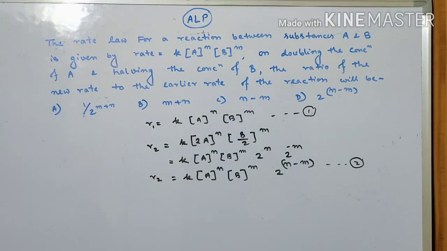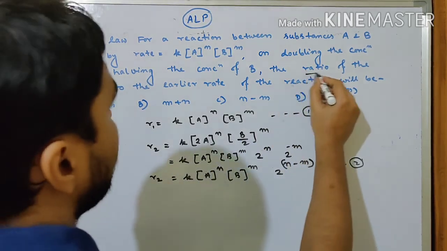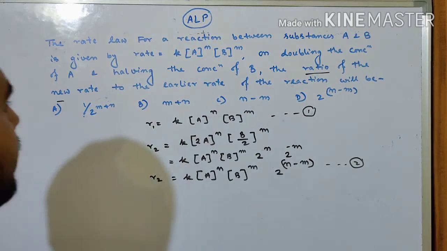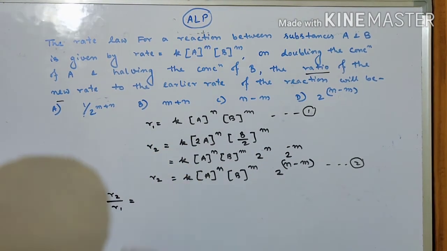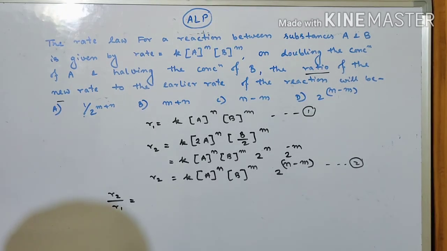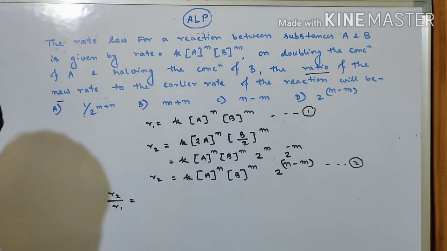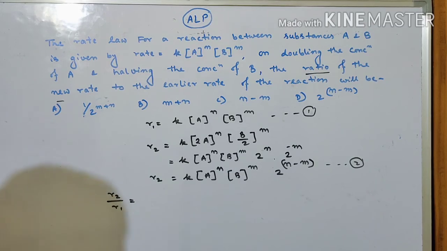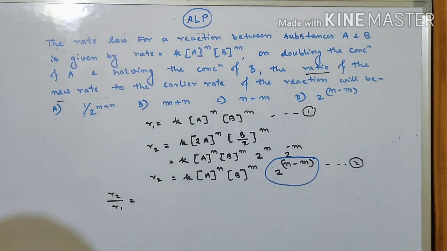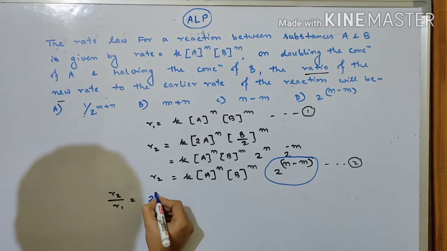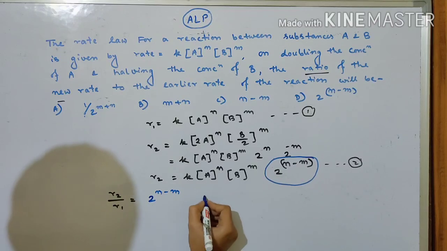Now if we take the ratio between the two, the ratio of the new rate to the earlier rate will be how much? R2 by R1 if we do. We can see it very easily from here itself that this particular term is extra in R2. So obviously this will be the ratio. So the ratio should be 2 to the power n minus n. So this will be the answer.